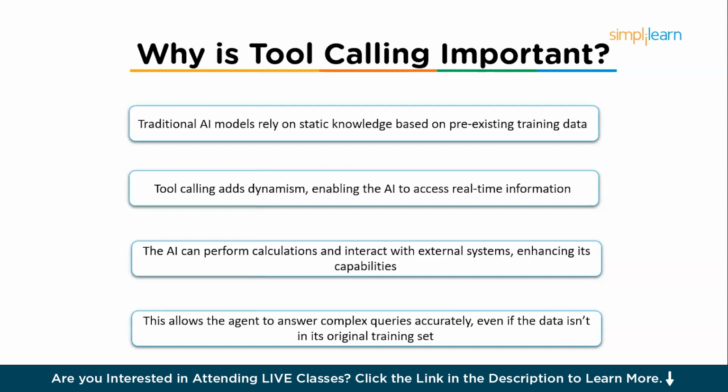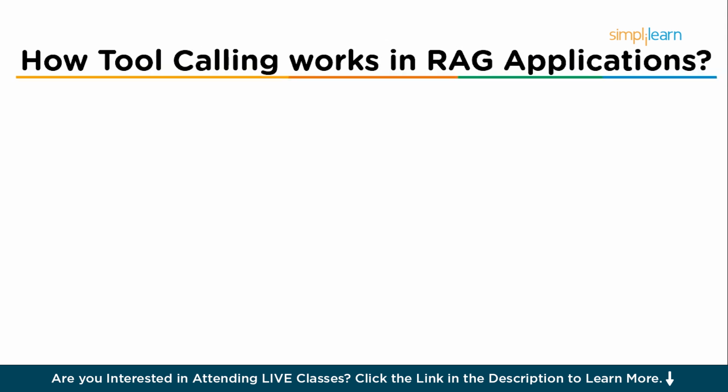Now let's move on and understand how tool calling works in RAG applications. Tool calling in RAG applications typically follows a structured pipeline where the AI agent decides when and how to retrieve external information and execute the specific function. So let's break it down.